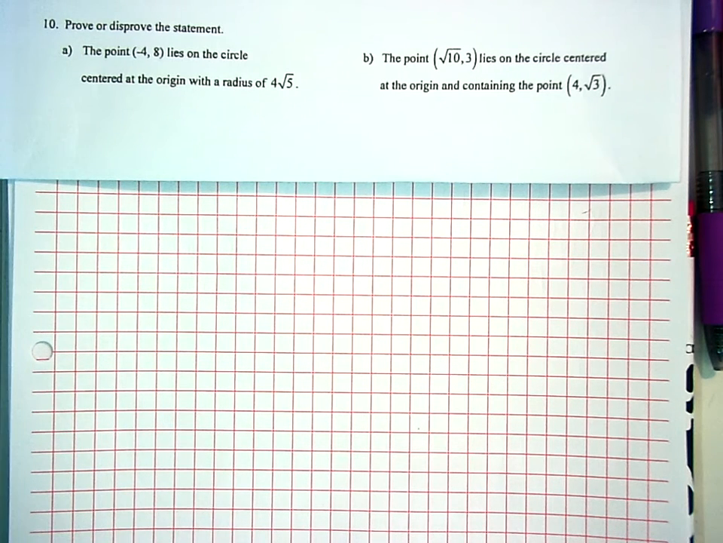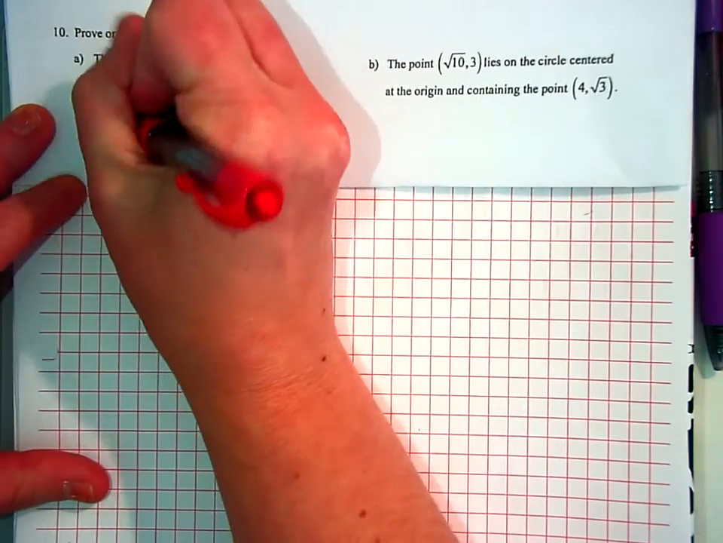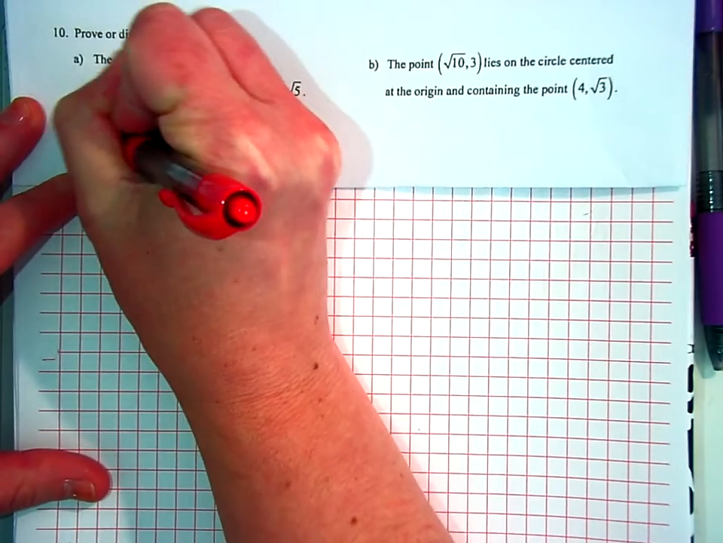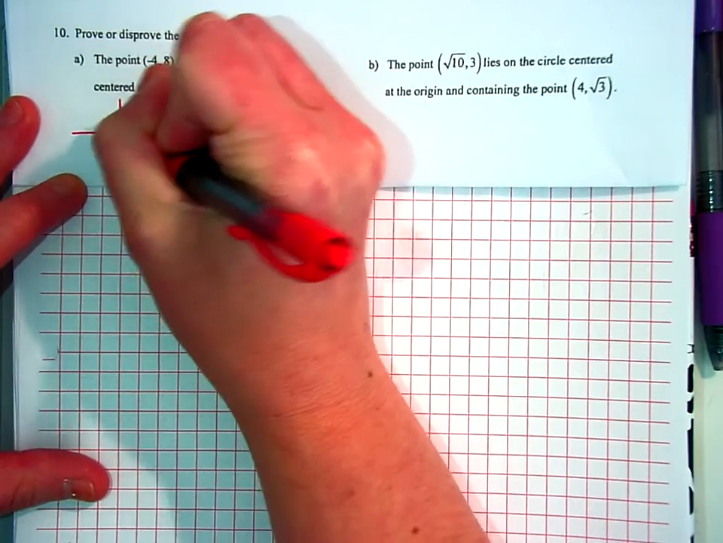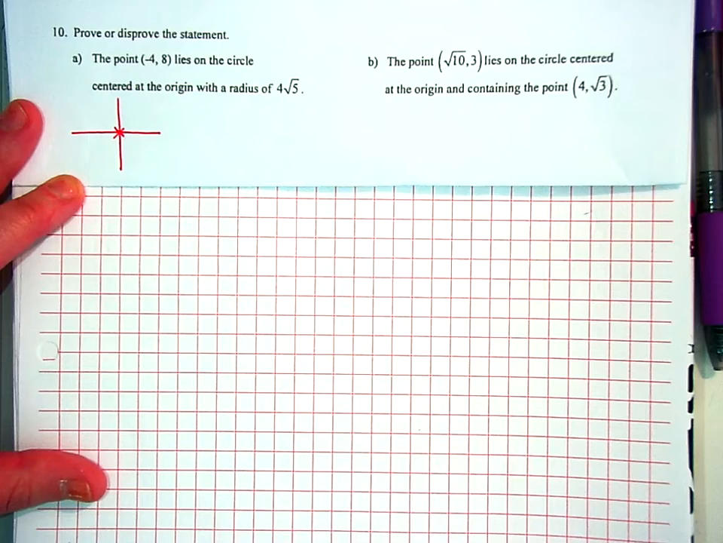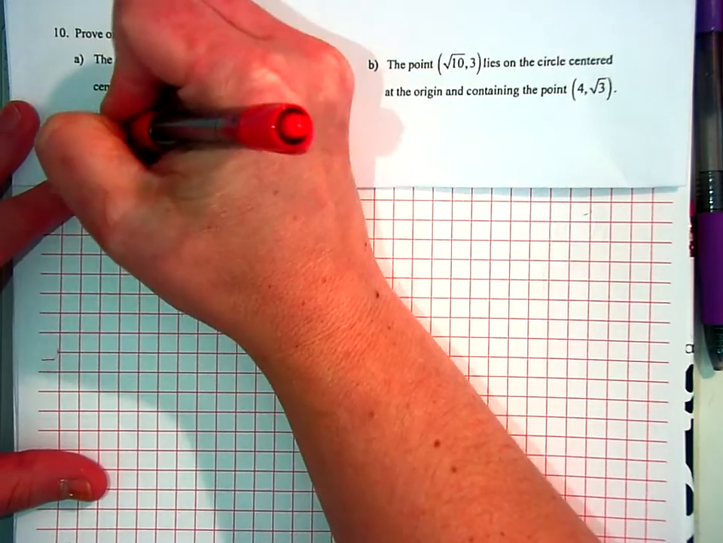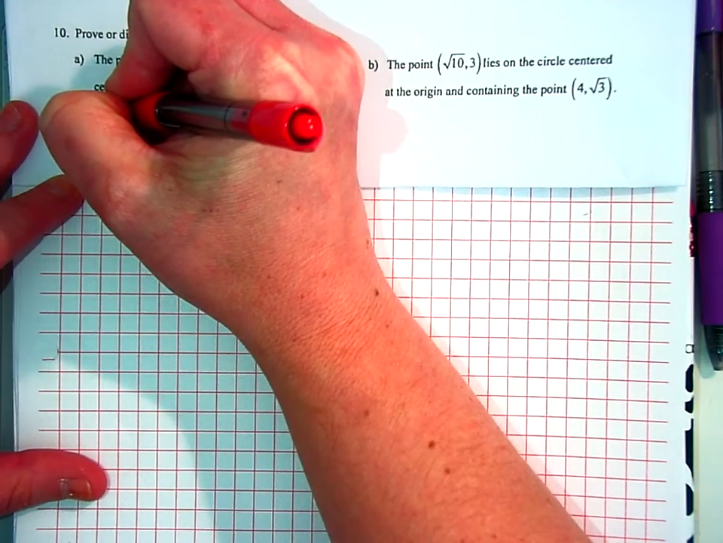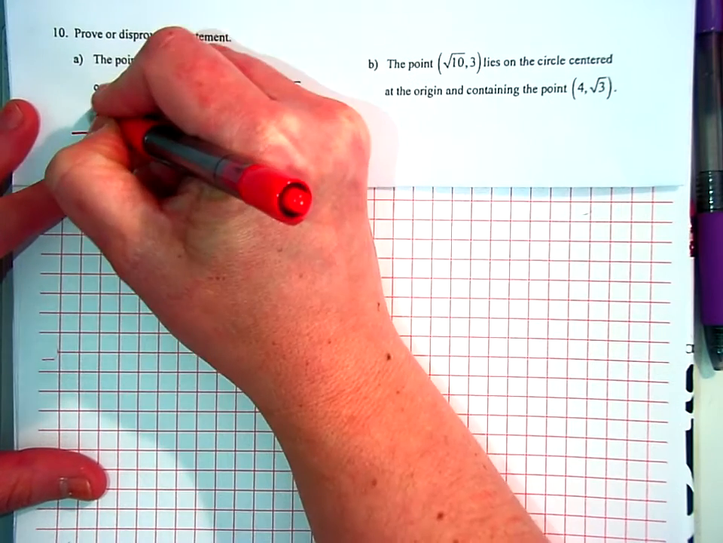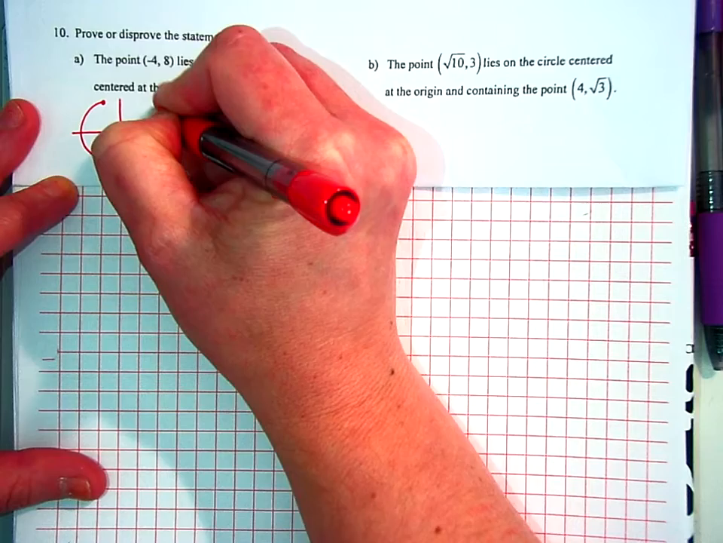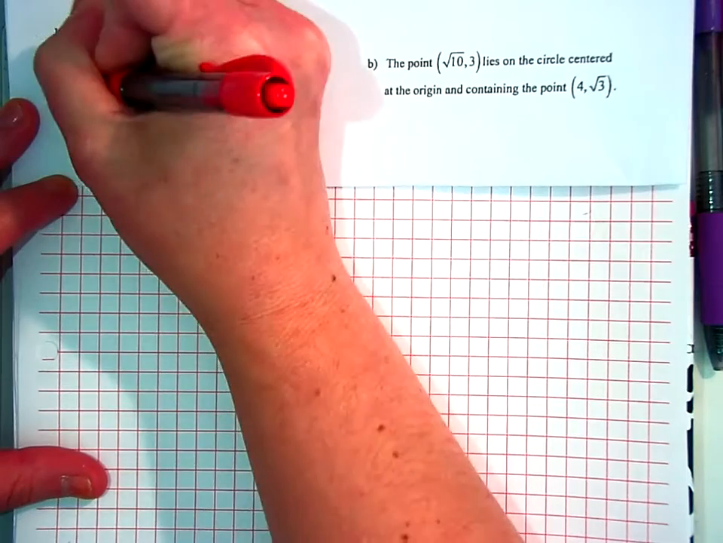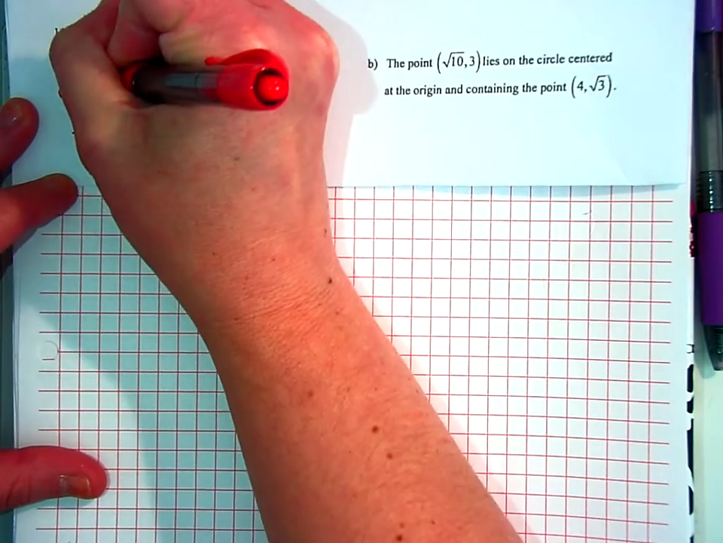So here, what helps me is just visualizing it. So I could sketch out a coordinate plane centered at the origin. Here's my X marks the spot right there. And a point of (-4, 8) would be right about here. Okay, so then I'm going to draw a circle like that.